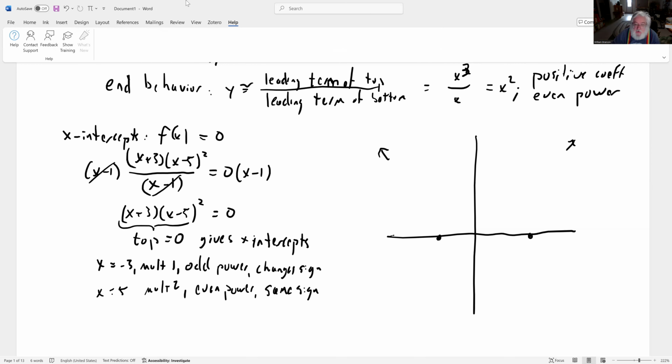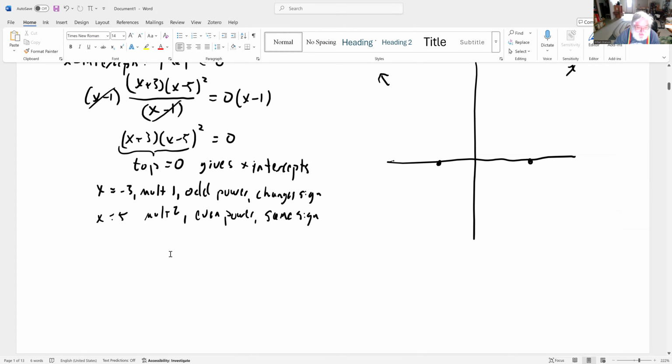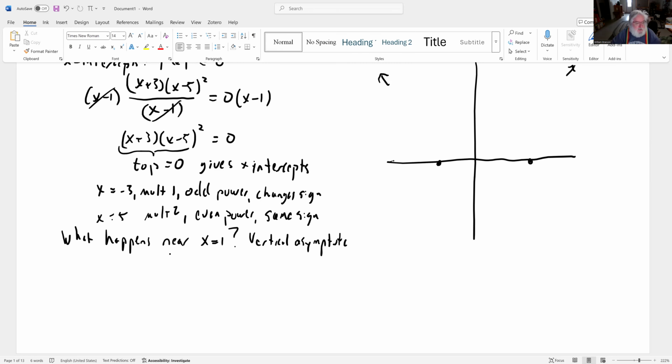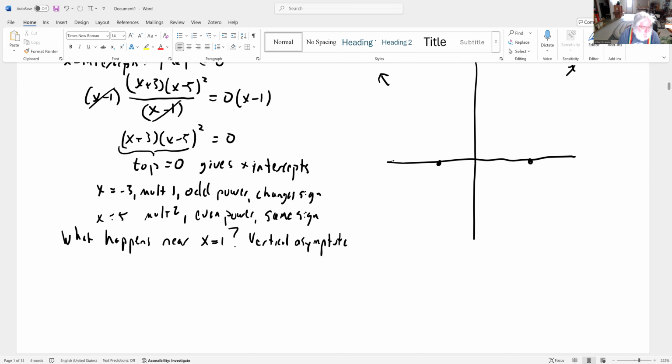And then the other question is, what happens to this function at the place where it's not defined? What does the graph look like there? And the answer is we get something called a vertical asymptote, which some of you may have seen, but we'll walk through what that means. So vertical asymptote means that we have the following behavior.